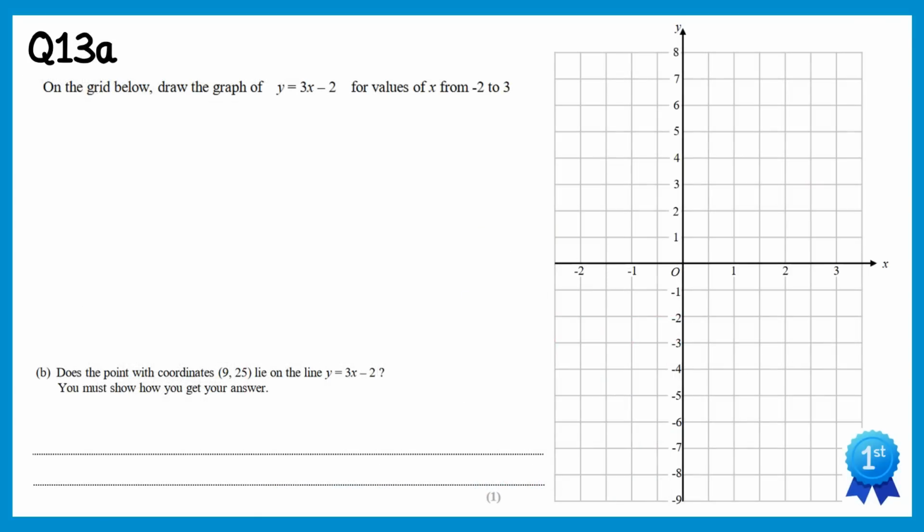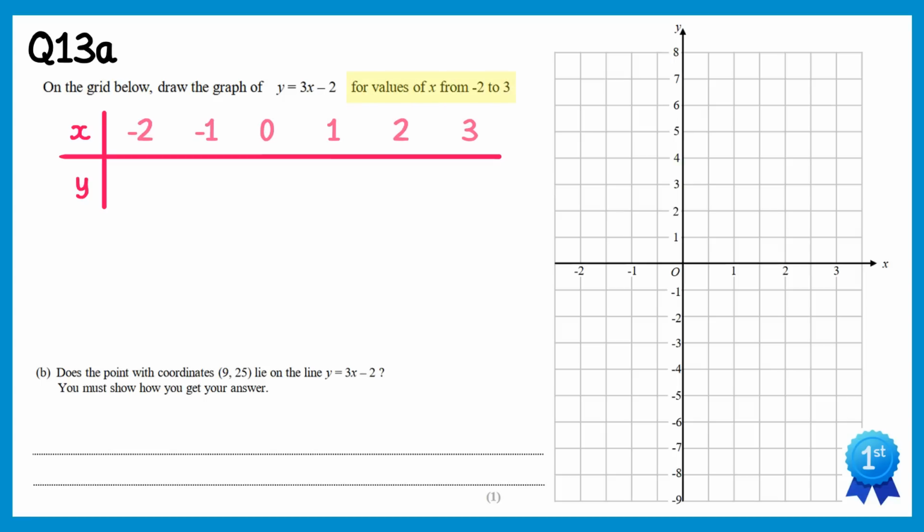For this question, I need to draw a straight line graph. I haven't been given a table of values, so I'm going to draw my own. In the question, we're told what the x values need to be. They need to go from -2 to 3. So let's put those in our table and begin to work out some y values.